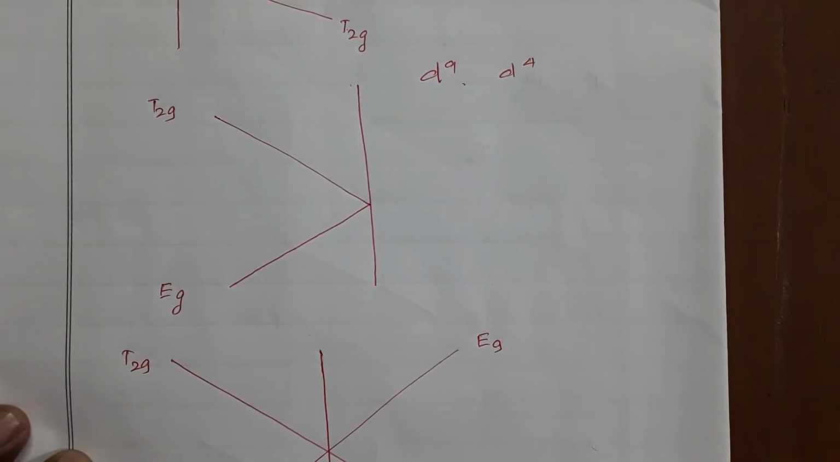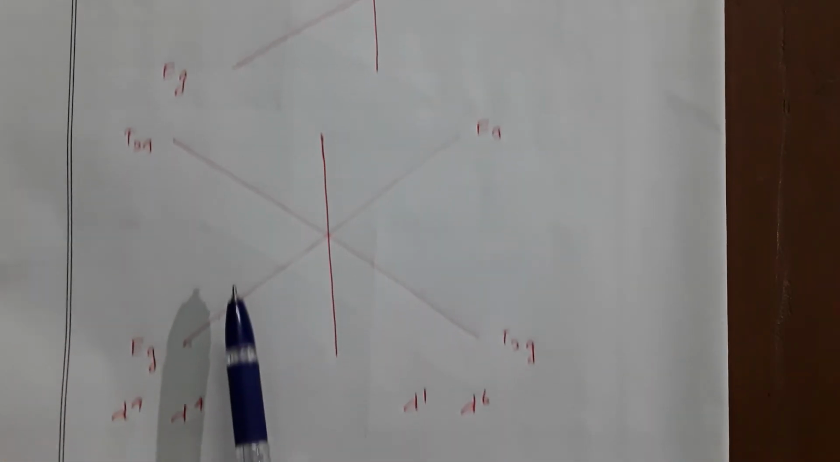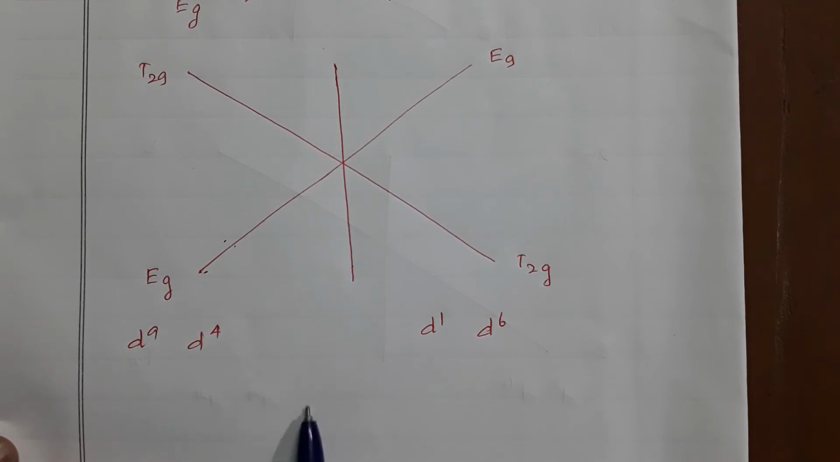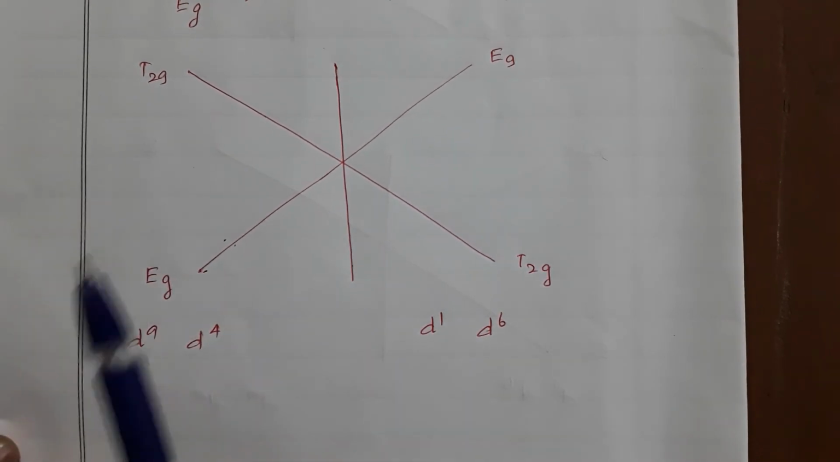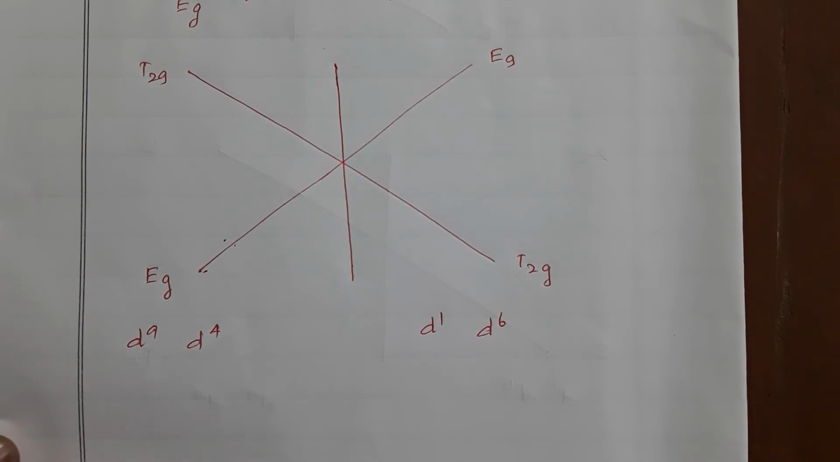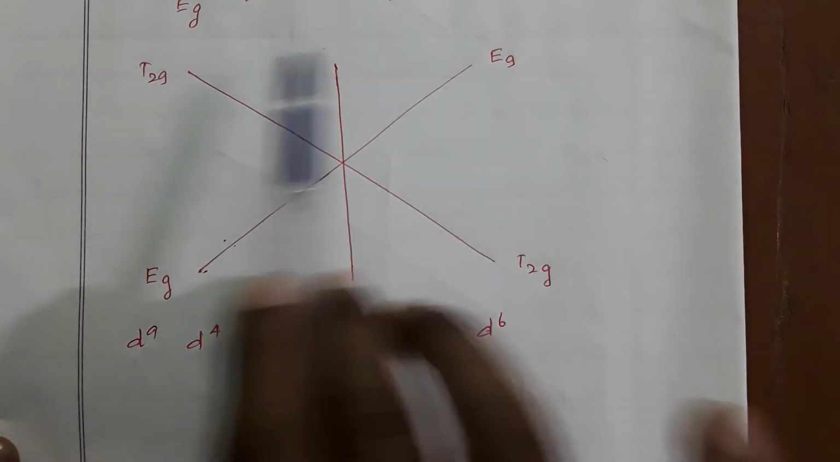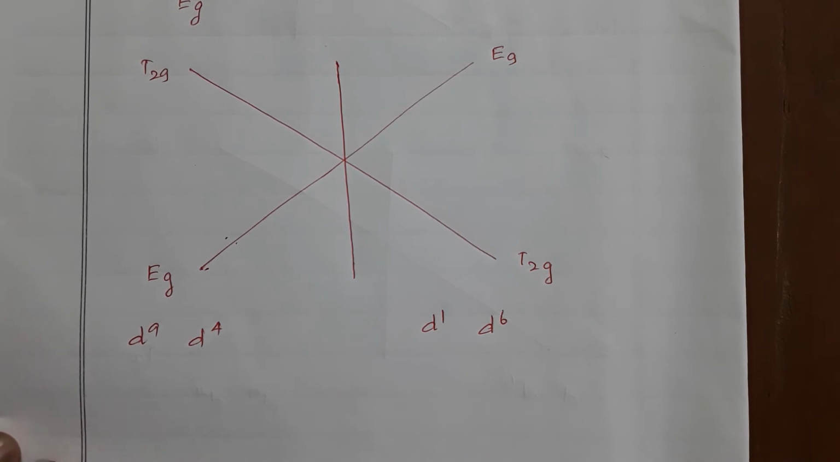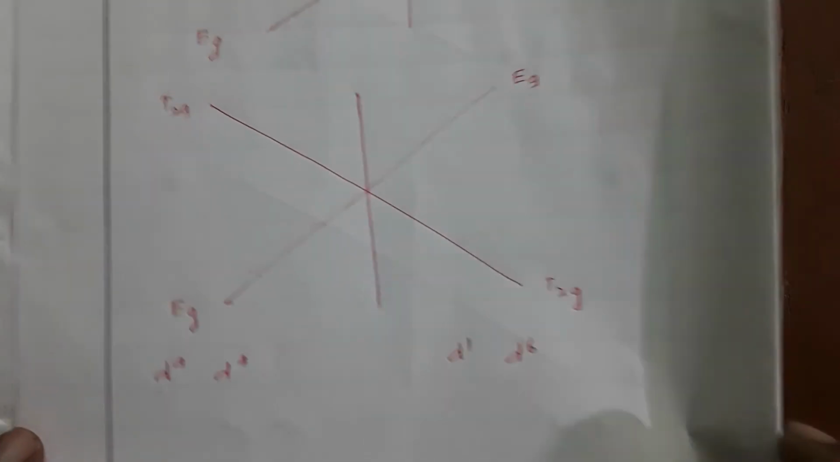Both are octahedral complexes. By combining these two we get this diagram. Previously we had seen only d1, d6, d9, d4 for octahedral. By combining we get this type of configuration. So this is for the octahedral field only.